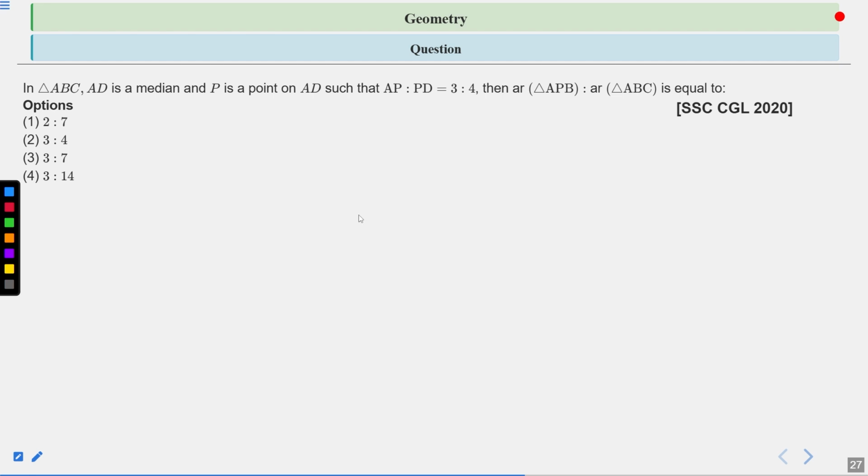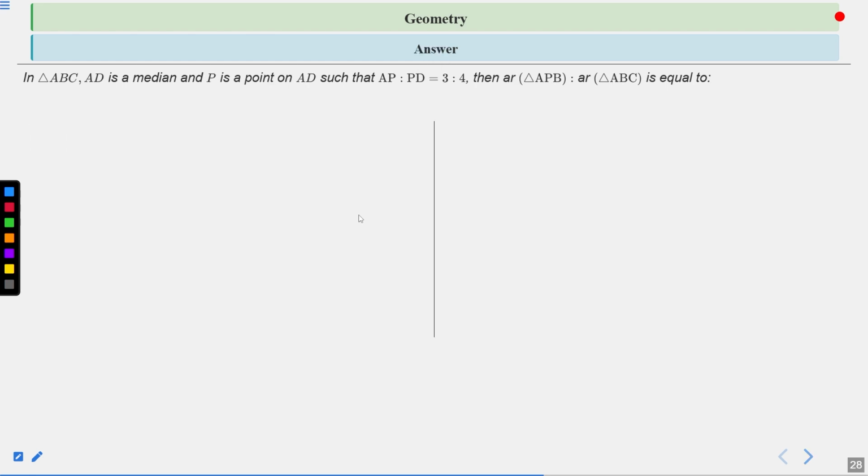So there are four options. First one is 2 ratio 7, second is 3 ratio 4, third one is 3 ratio 7, and fourth one is 3 ratio 14. Now you have 10 seconds to analyze the question. Your time starts now. Now time's up. Let's see the solution of this question.